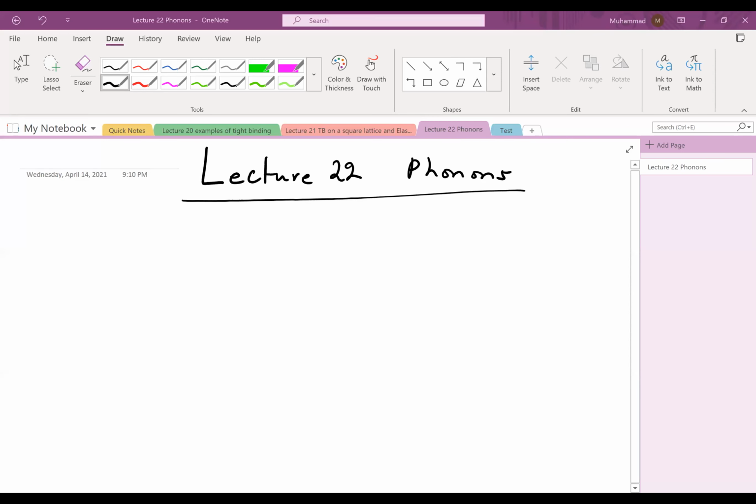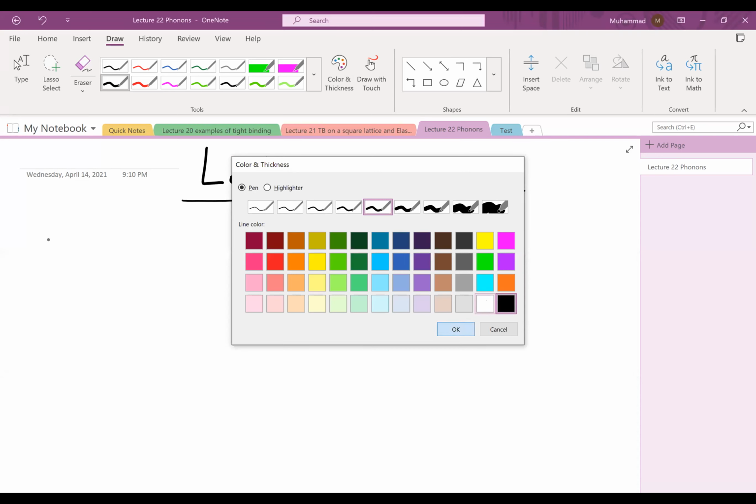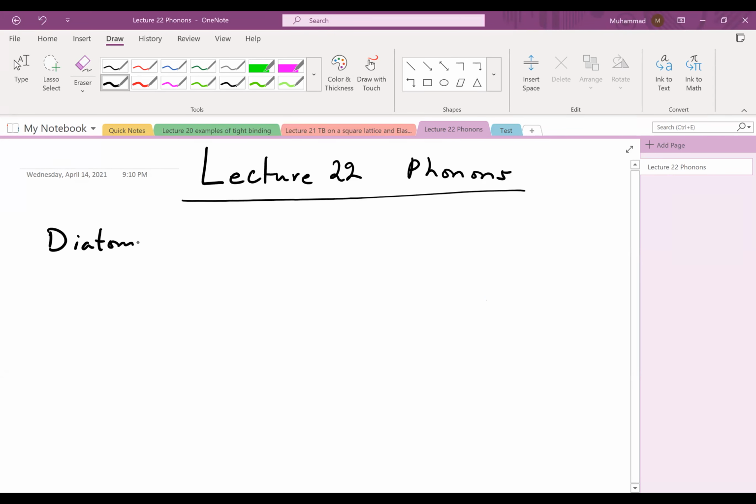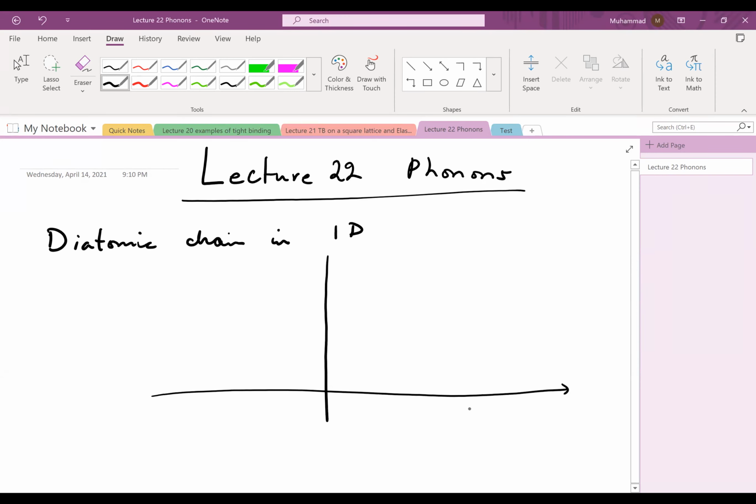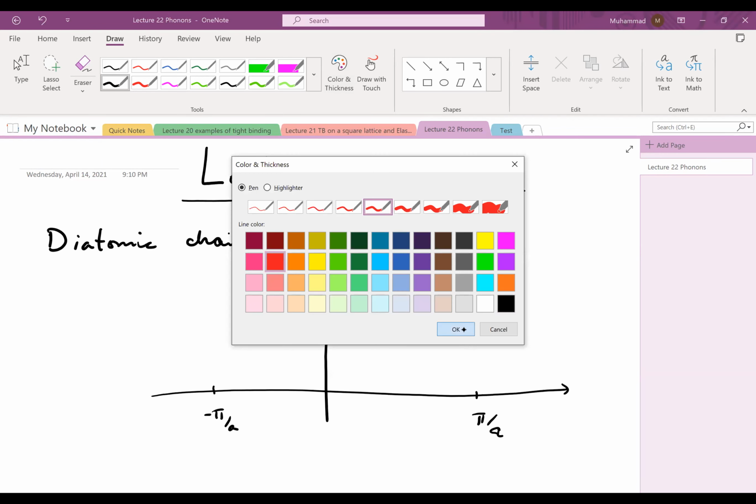So we're going to discuss phonons today, but we would like to start off with where we left off yesterday. We were discussing the diatomic chain in one dimension, and we found out that inside the first Brillouin zone, we got two branches for the dispersion relationship. In other words, we got two bands.